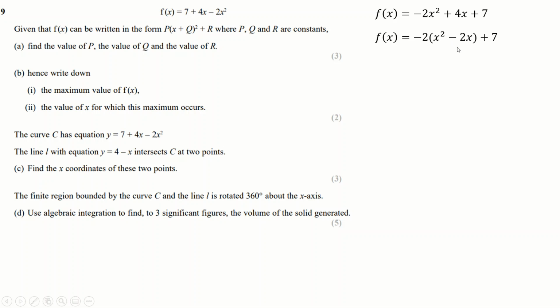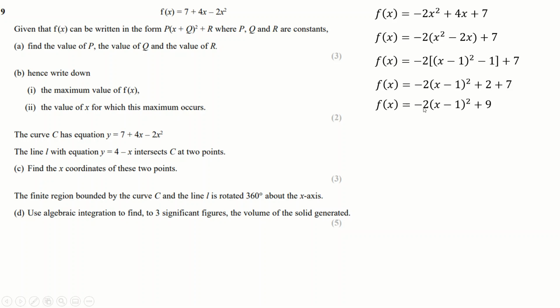So halve this from -1, take away the square of -1, which is still -1. It's always got to be the negative, of course. -1 squared is a +1, but always take away. And then re-expand the -2 into here. -2 times -1 is +2. Add these together and we'll get P is -2, Q is -1, and R is 9. I don't know why I wrote a 5 there.